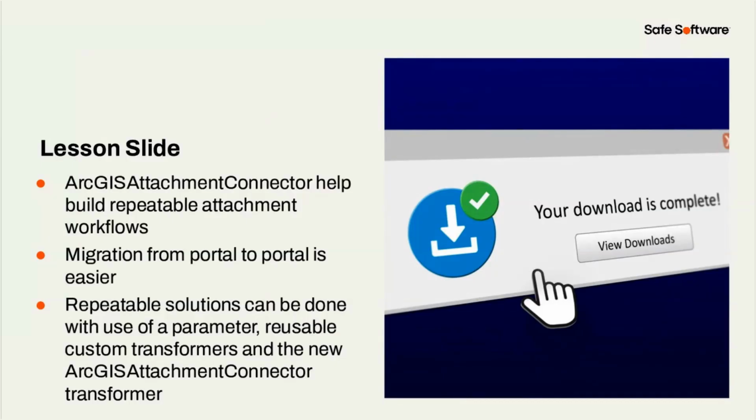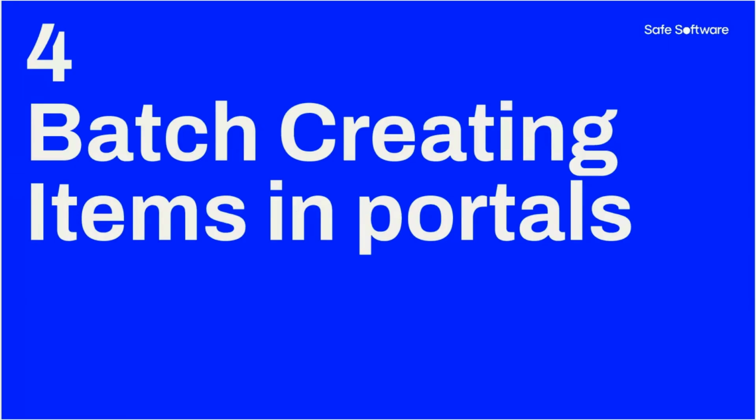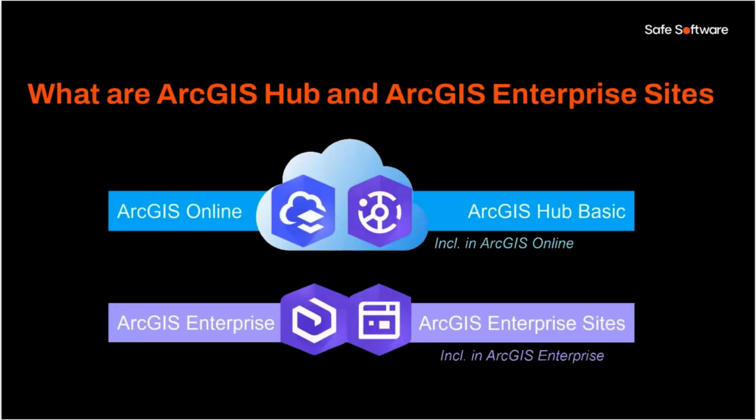Right. Next section. Batch creating items in portal. I don't think I've seen any questions related to this earlier. When I refer to portals, it could be either ArcGIS Online or ArcGIS Enterprise. Hubs and sites are part of the ArcGIS system, and they're designed to help organizations share geographic information with the public or internal stakeholders through user-friendly web interfaces.